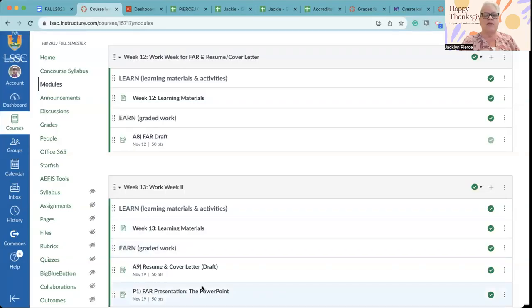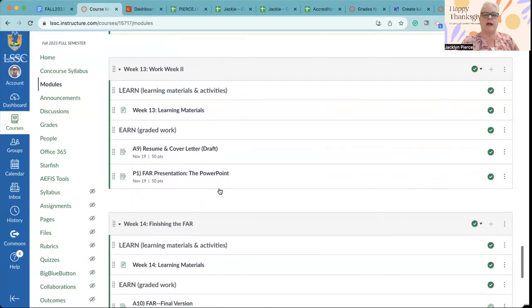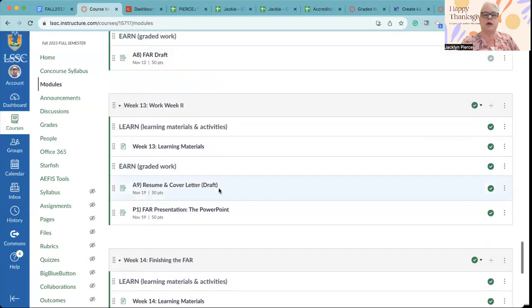One of the key things in academic writing and in writing for work is that we oftentimes end up having to deliver the same information in multiple modalities. And so one of the things that I think is really important in putting together the formal analytical report is to also deliver it not in written form, but in presentation form. So this week, you're going to submit just the PowerPoint part for the FAR presentation.